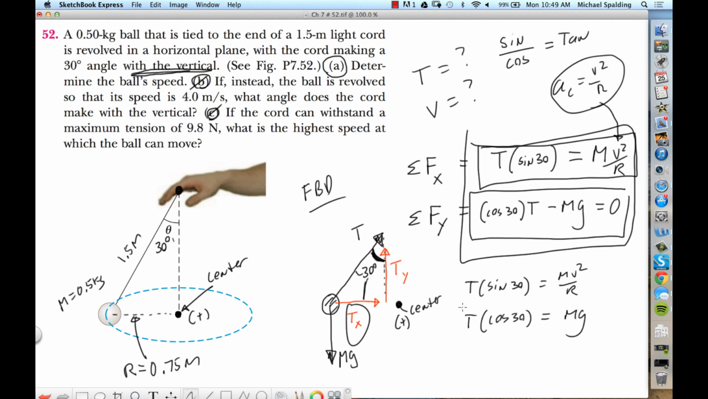If you divide these two equations, I just put these equations on top of each other and divide them. The T's cancel, the m's cancel, and what's sine over cosine? Tangent. So you got tangent 30 is equal to v squared over gr. All right, I'm out of room, so let's go up here. I'm going to shrink this down.